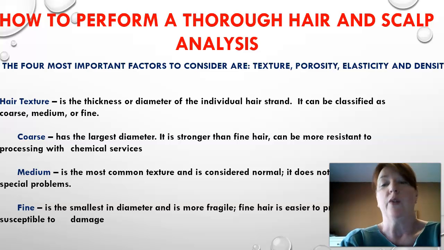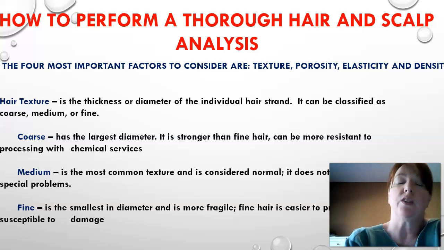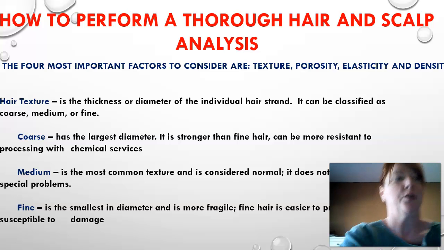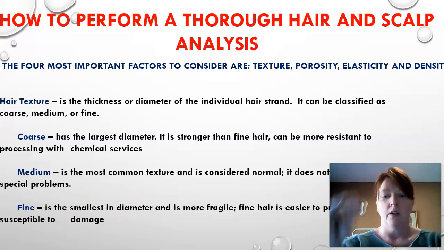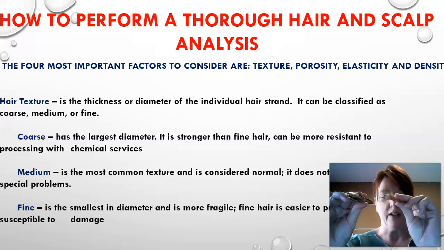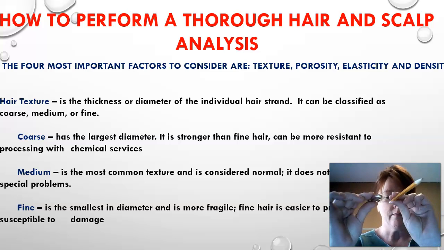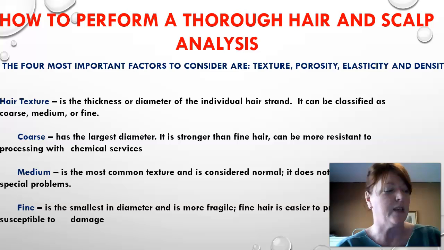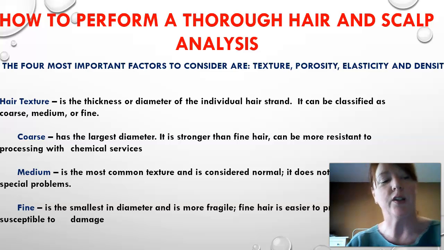How to perform a thorough hair and scalp analysis. The four most important factors that you need to take into consideration when you're looking at the client's hair are the texture, porosity, elasticity, and density. The texture is the thickness or the diameter of the individual hair strand. As an example, this would be a thicker hair strand, where this would be a finer hair strand, because it's the diameter that makes us understand what the texture is.